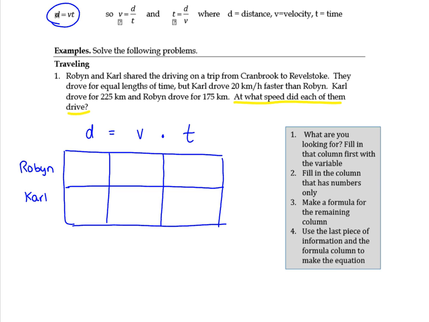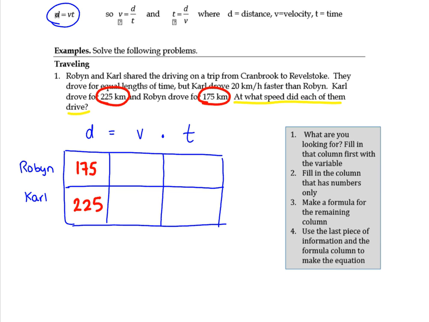Okay, they gave us the distance. Robin drove 175 and Carl drove 225. Notice how one of my columns will always have straight numbers. Now the next one we want to fill in is what we're looking for, and that's going to be with variables. What are we looking for? The speed of each of them, right?